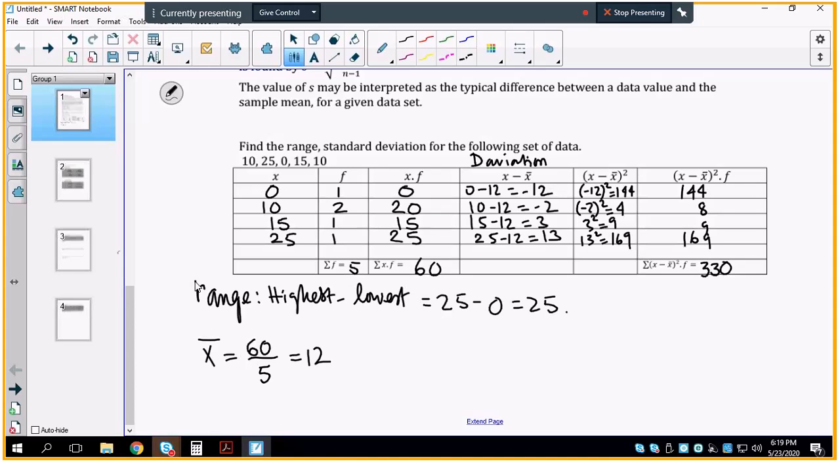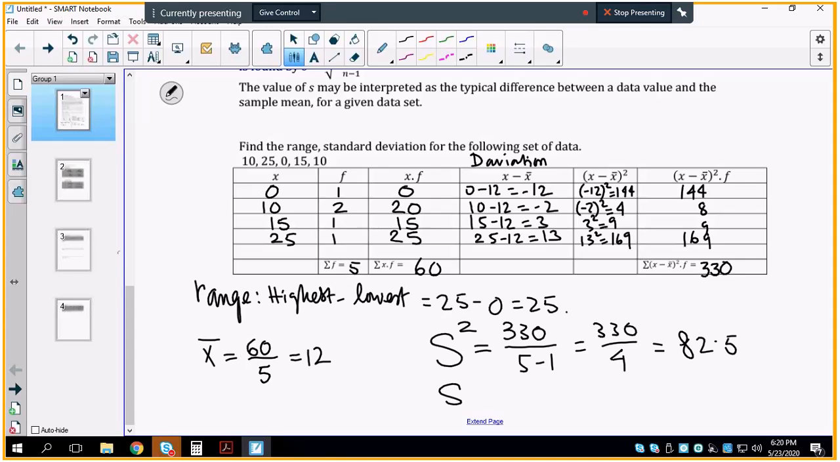And remember, the standard deviation is coming from the variance, where the variance is s squared, which is the sum, 330, divided by sample size minus 1. So I do 330 divided by 4. So I will get 4 times 8 is 32, and 4 times 2 is 8, 82.5. So the variance is 82.5. That means the standard deviation is the square root of 82.5.